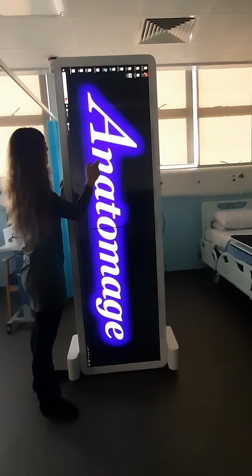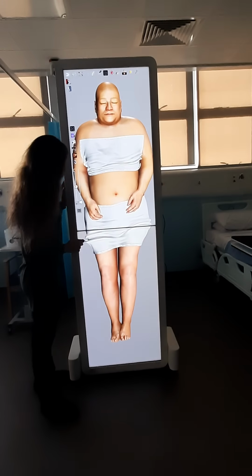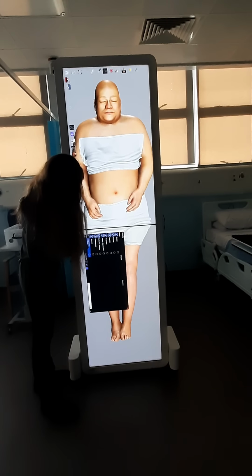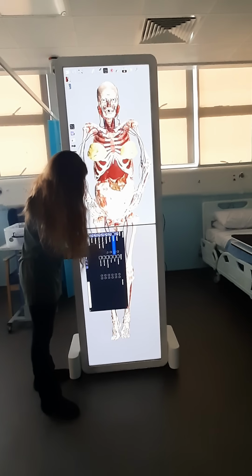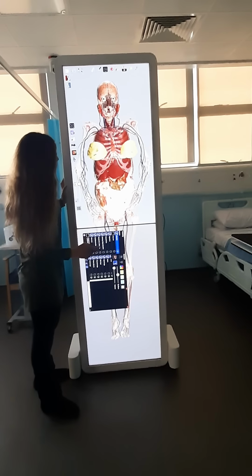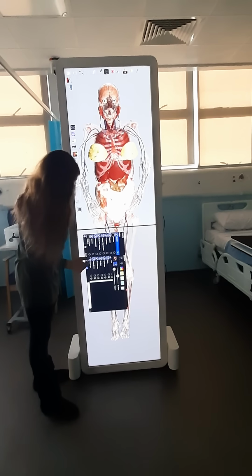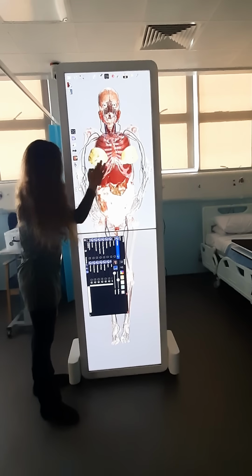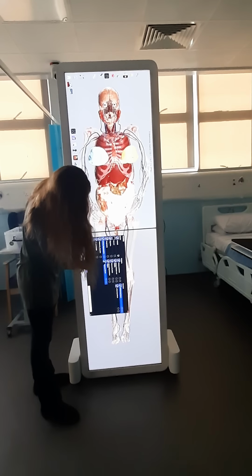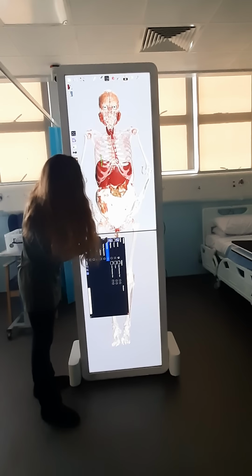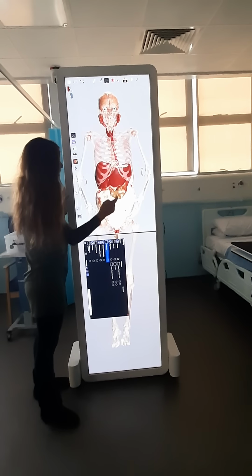I would then minimise it, and I would do the same with Carla. So with Carla, you can see here, I'm now going to get rid of the skin, get rid of the muscular system, make the skeletal system translucent, and very quickly you can already see the difference in the size of her liver.